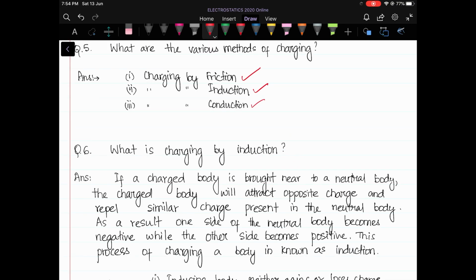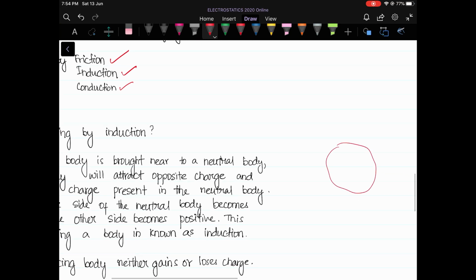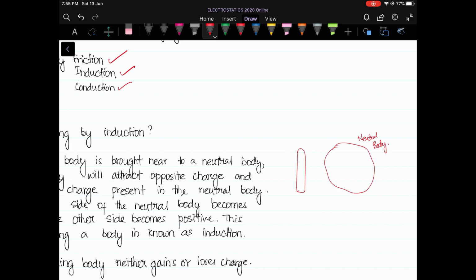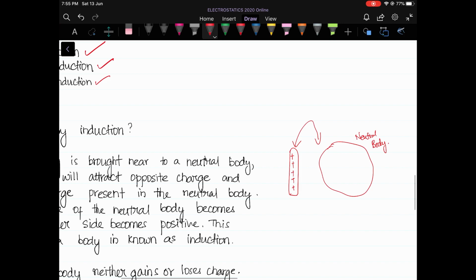Next question is, what is charging by induction? Suppose we have a neutral body and we bring a body which is already charged, let's say a plus charge. As I bring this body near to this neutral body, you will see the electrons present in this neutral body are going to be pulled closer to the positive charges because of electric force, and the other side of this body will gain a positive charge. We can say that this portion of the neutral body is charged, and even this part of the neutral body is charged.